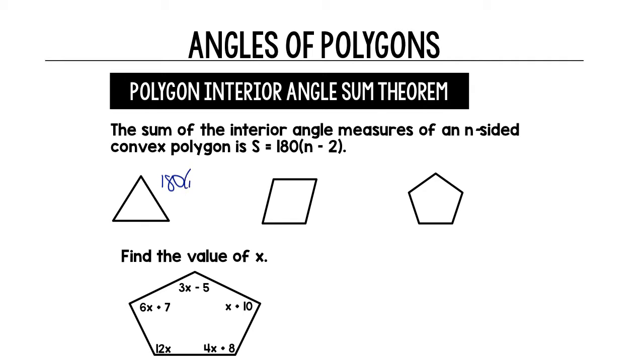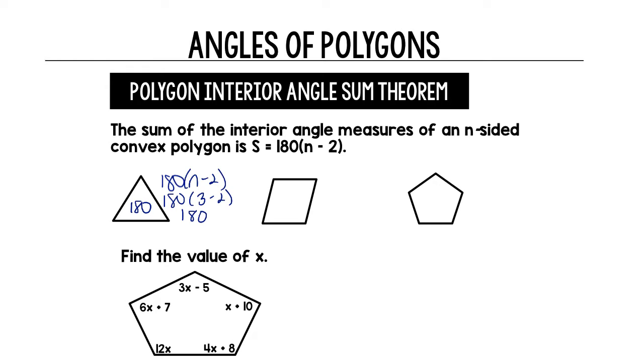180 times n minus 2. Well, n is the number of sides. For this triangle, 180 times 3 minus 2 is 180. So the sum of the interior angles of that triangle is 180.